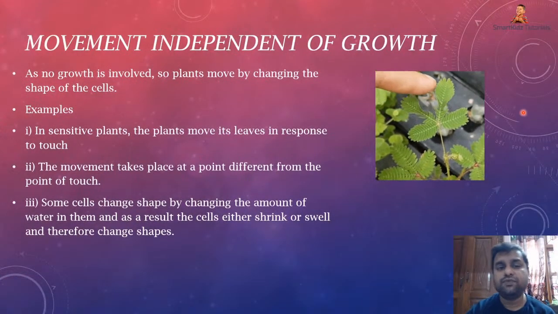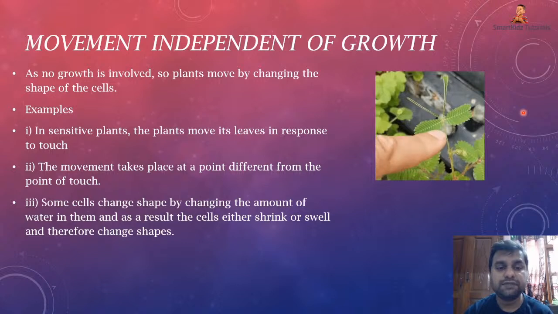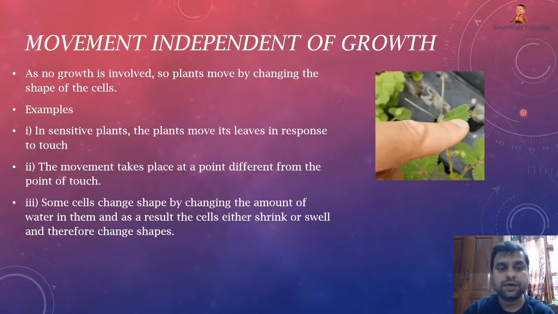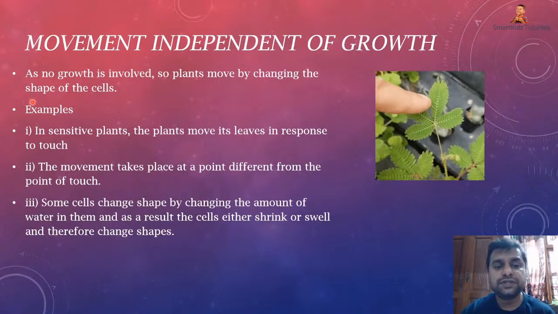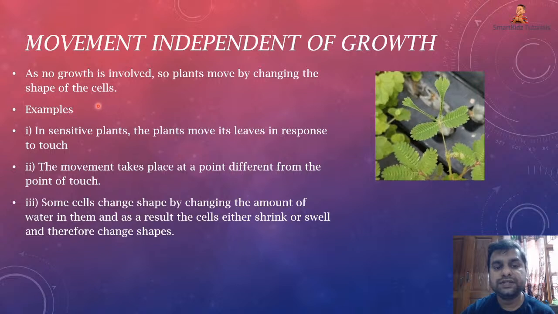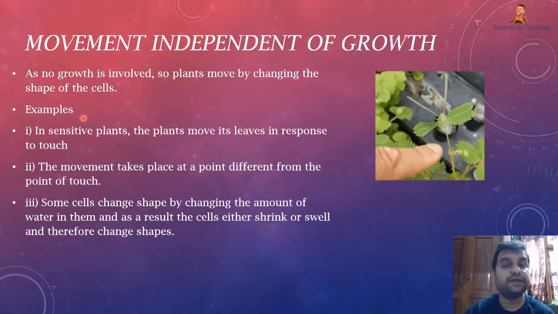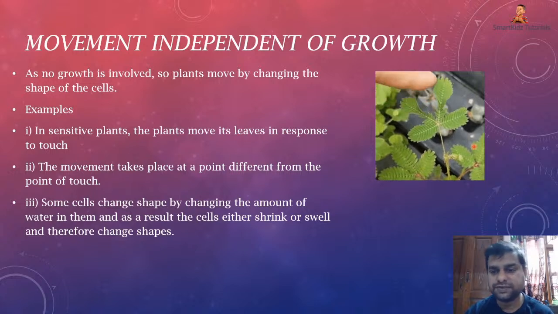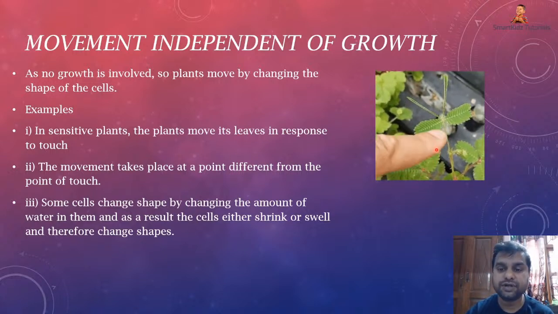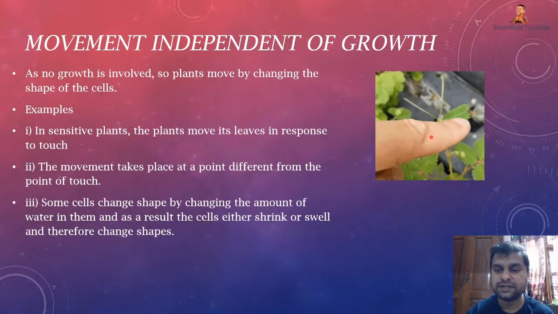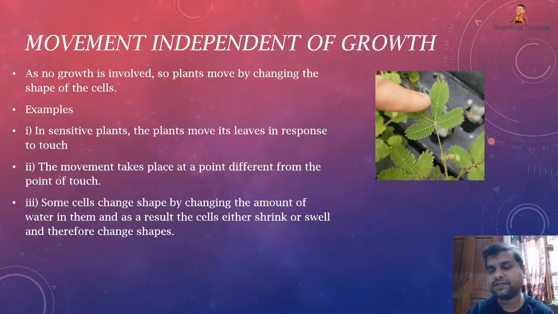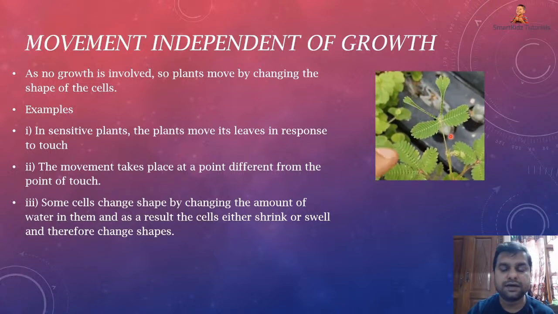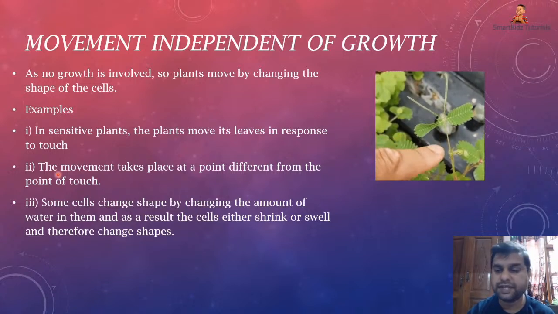That was about movement that was dependent on growth. Here, movement independent of growth. As no growth is involved, plants move by changing the shape of the cell. Now this can be done in various ways. Sensitive plants move their leaves in response to touch, as you can see in the case of this touch-me-not plant. As soon as it is touched, it folds, and then after some time it will revert back to its original state or position.